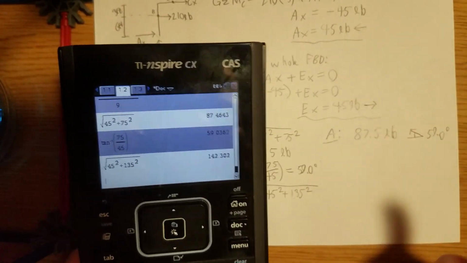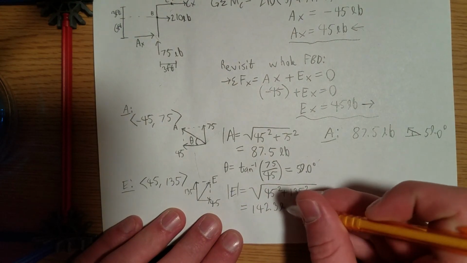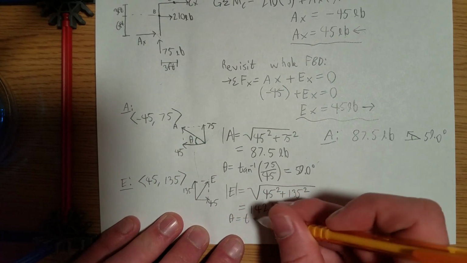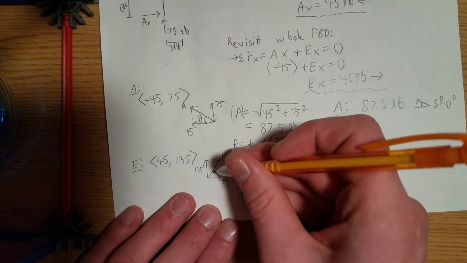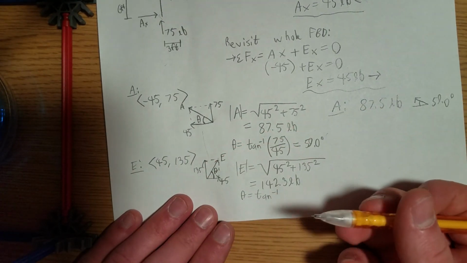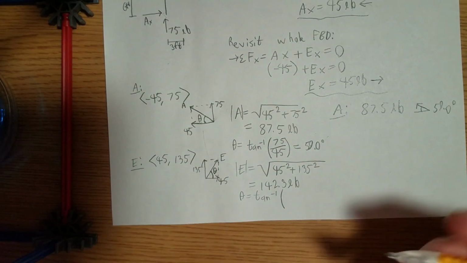And we get 142.3 pounds. And then we're going to solve for theta. It's going to be the tangent inverse. This time we can solve for the theta to the horizontal. I think it's always a good idea to solve for the theta to the horizontal. That is how we're used to seeing angles anyway, so that's what would make the most sense.